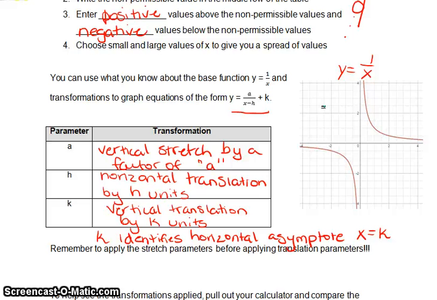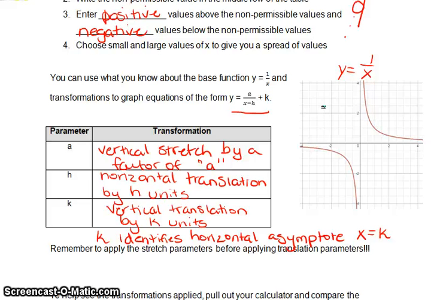So this is, again, probably, maybe you guys are thinking, wow, I feel like I'm doing the previous two chapters again. But essentially, it's really all the same thing. You're using the same parameters. We're just looking at different types of functions. So hopefully this is really starting to sink in, what a, h, and k are.